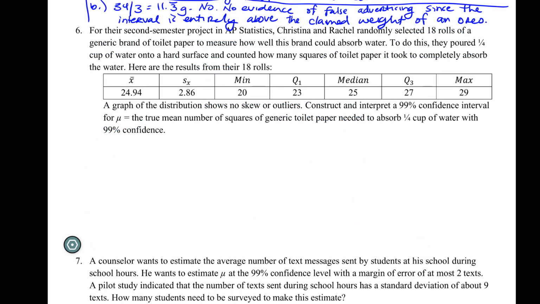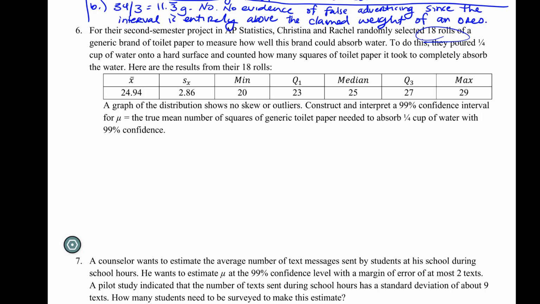And for our next example, we have 2 more students doing a second semester project. They are taking 18 rolls of toilet paper, and they want to know, hey, how absorbent are they? So this is actually kind of an ingenious experiment. They poured 1/4 cup of water onto a hard surface and then counted how many squares of toilet paper it would take to completely absorb the water from these 18 rolls.